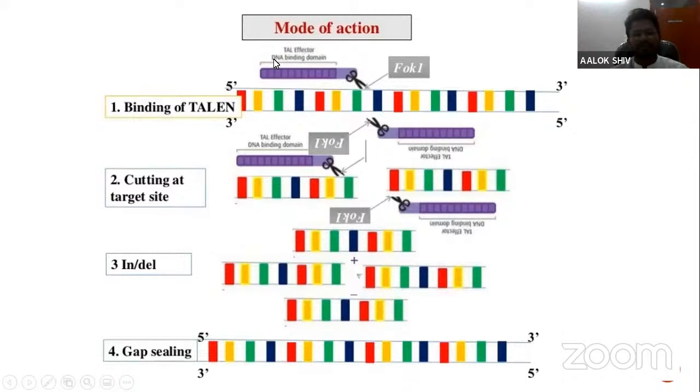Here we can see with the help of these TAL effector proteins, we are going to identify the gene of interest. It will go and bind to the gene of interest we want to edit or modify, and this Fok1 will cut that gene of interest there. Here you can see this Fok1 has cleaved that particular site, and there is creation of a double stranded break. These double stranded breaks will create indels. Indel means insertion or deletion, or there could be gap sealing by non-homologous end joining.